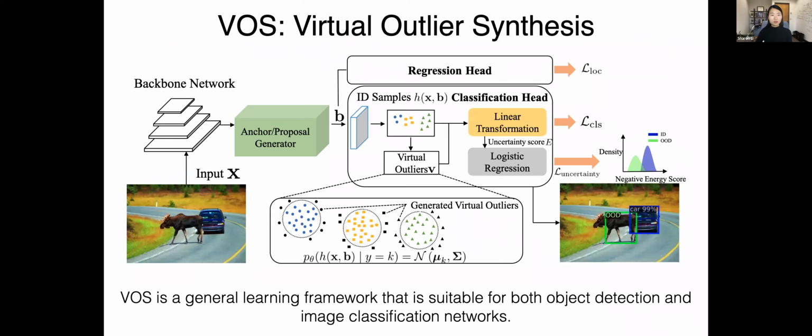And so here's the big picture of our learning framework. It is a general framework that is suitable for both object detection and image classification. Taking object detection as an example, we have the classification loss and the regularization loss as usual. But on top of that, we introduce this L uncertainty loss, which tries to separate our ID embeddings from the synthesized outliers in the feature space. Then during test time, we can rely on the output of this uncertainty branch to perform OOD detection.